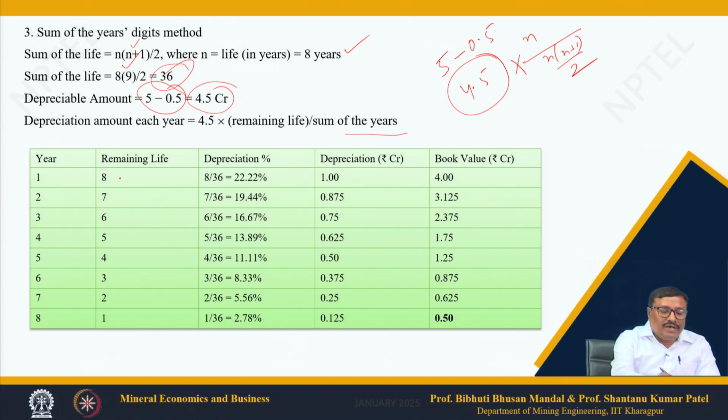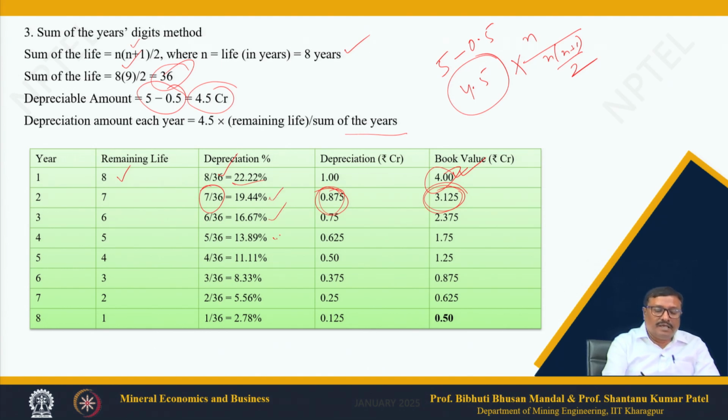Now, in the first year, say remaining life is 8 years full, so it will be 8 by 36. So, the factor will be 22.22%. So, we get 4.0. Similarly, for the next year we have 7 by 36 and we get 0.875, and it is 3.125 book value. That means we deduct it from 4; the book value of the previous year is 4 minus 0.875, and we get 3.125. We repeat the process every year.